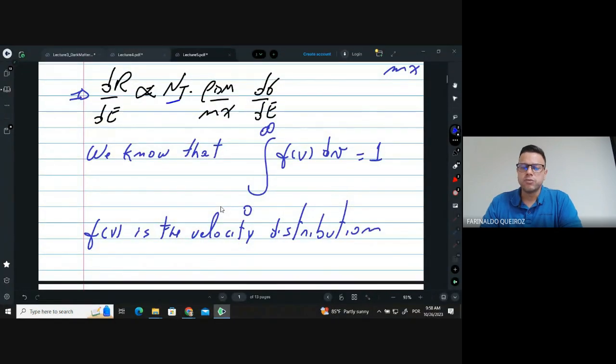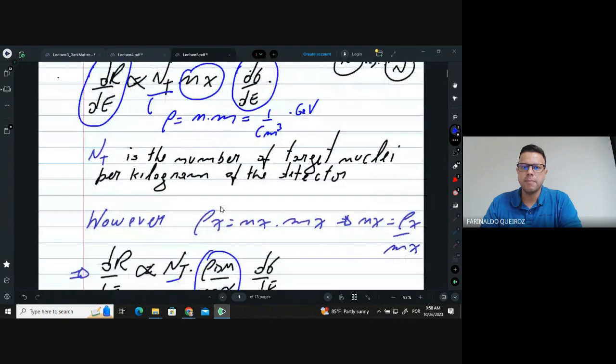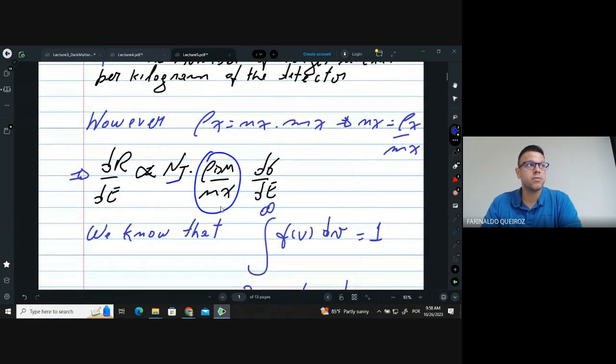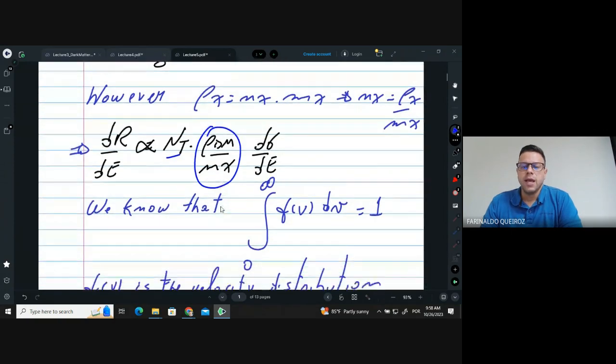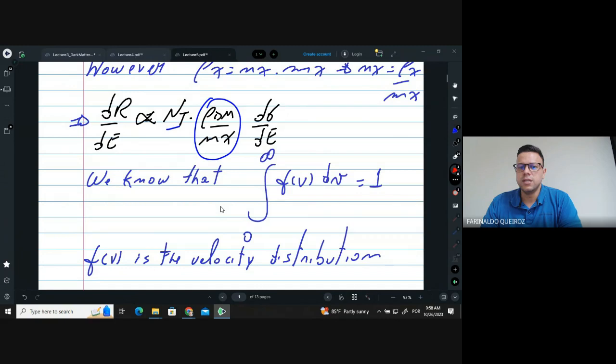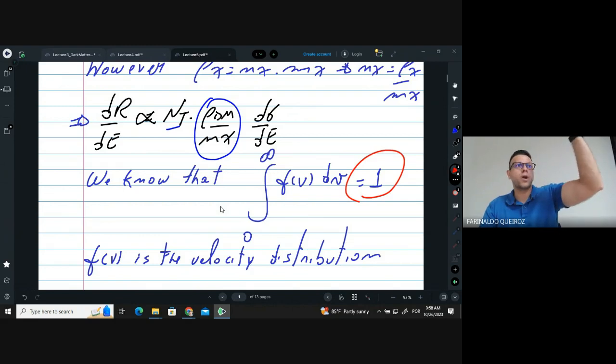I need to normalize by time. Just remember what I did here: I just replaced N by rho over M, for non-relativistic particles. And I just want you to remember that the velocity distribution of dark matter, which is Maxwell-Boltzmann, is normalized to 1, whether you integrate from minus infinity to infinity or from 0 to infinity. It depends on how you do it; you just change the normalization factor in front of the distribution function, which is an exponential of minus v squared.